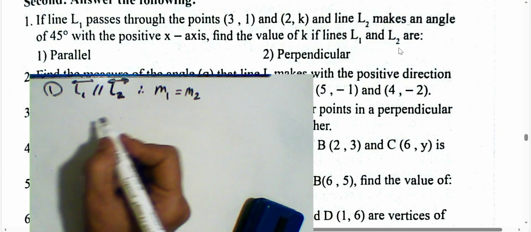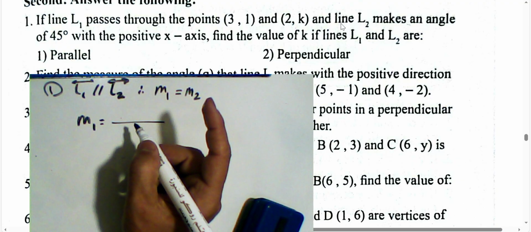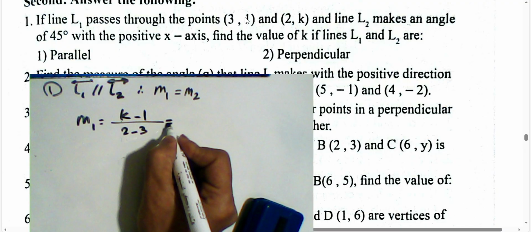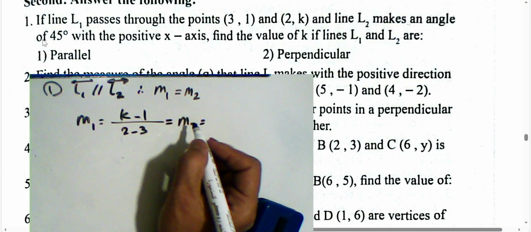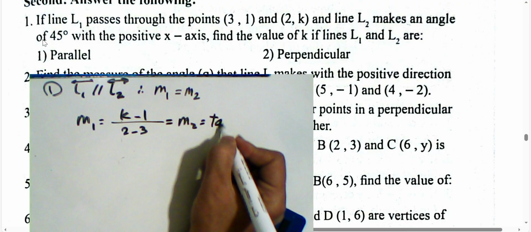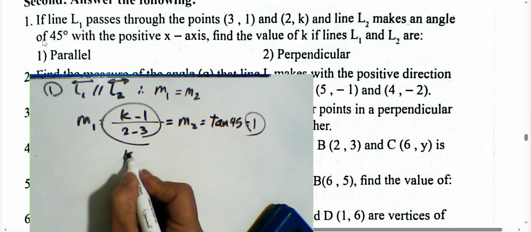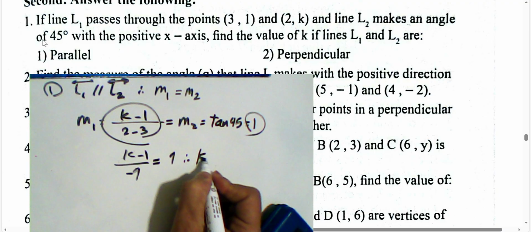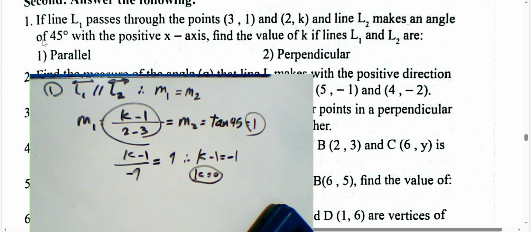What about slope 1? Slope 1 is y2 minus y1 over x2 minus x1, k minus 1 over 2 minus 3, equivalent to m2. m2 here is tan theta, theta was 45, tan 45 is 1. Then k minus 1 over 2 minus 3 equals 1. Then k minus 1 equals negative 1 times 1, which is negative 1. The value of k here will be 0.